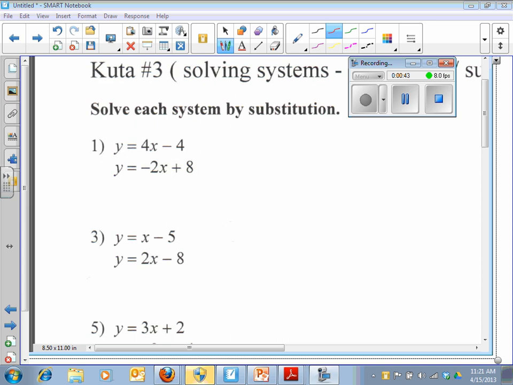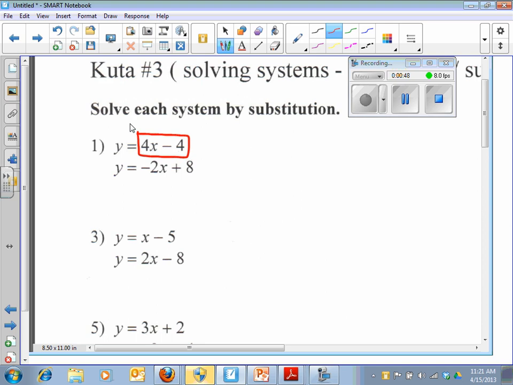and it's called substitution. If y equals 4x minus 4, if that's what y really equals, then we're going to substitute it in place of y in the second equation, and we will get this. We will get 4x minus 4 equals negative 2x plus 8.